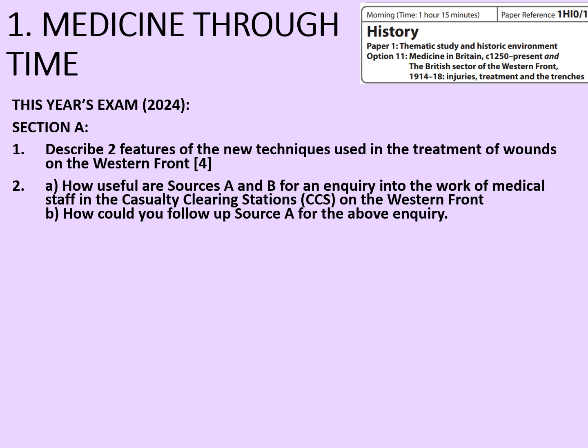World War I. For 2A, how useful are sources A and B for an inquiry into the work of medical staff at the Casualty Clearing Stations, or CCS, on the Western Front? And then the follow-up question to that. Yep, again, these sources were pretty reasonable. Actually, quite a few people found them quite sad, but that's true. They looked at first-hand accounts, and I think actually the sources were pretty fair, and so was the question.